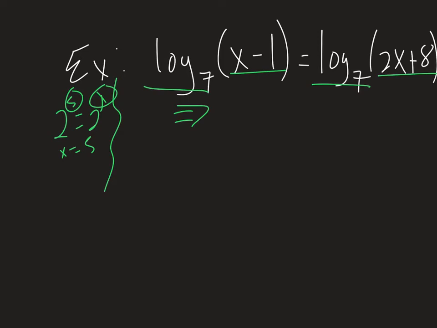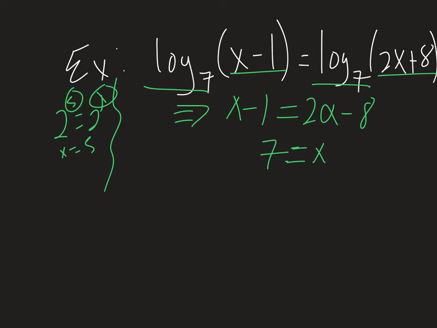Now that only works if I have the same base and a single logarithm on either side. If I had log base 7 of x minus 1 equals log base 7 of 2x plus log base 7 of 8, I could not do this trick. It has to be a single logarithm with the same base. But since that is the case here, we can say x minus 1 has to equal 2x minus 8, and now I can solve this linear equation much more easily. I'll subtract x from both sides and then add 8 to both sides. So x equals 7.